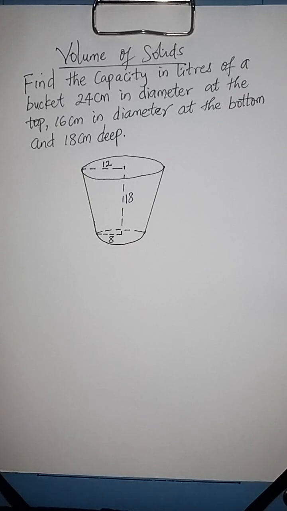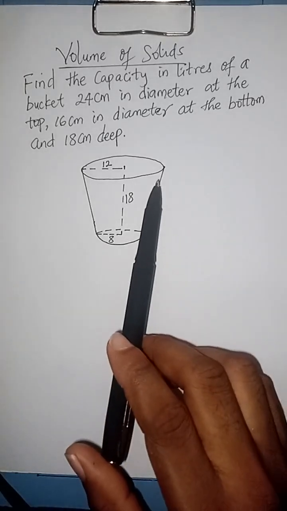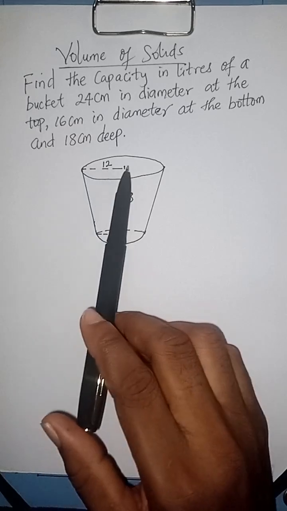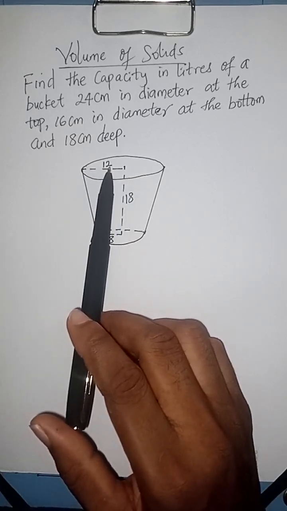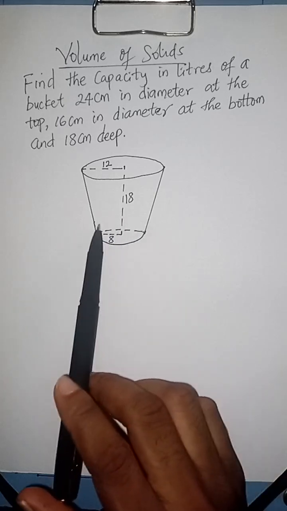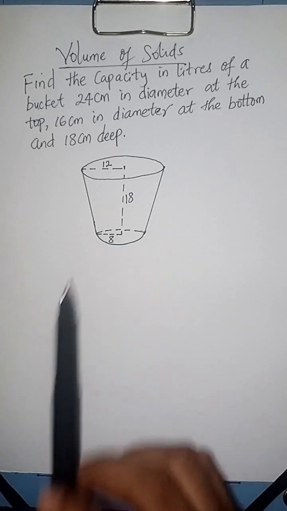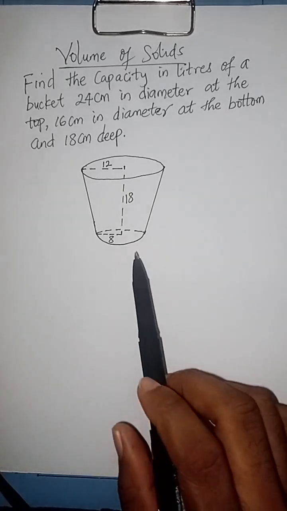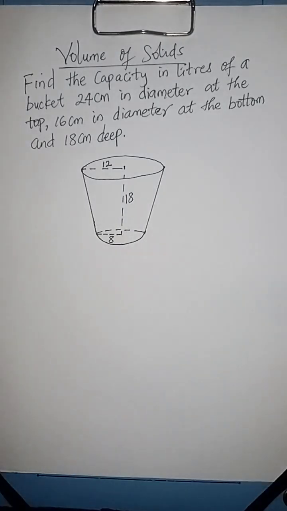Let's solve the question now. This is the bucket. Remember, the diameter at the top of the bucket is 24. And we had to take the radius. If the diameter is 24 centimeter, the radius will be 12 centimeter. At the bottom, the diameter is 16 centimeter, and the radius will be 8 centimeter because radius is half of a diameter. And then we are told that it is 18 centimeter deep. So that's the height. You can see it there, 18 centimeter deep.